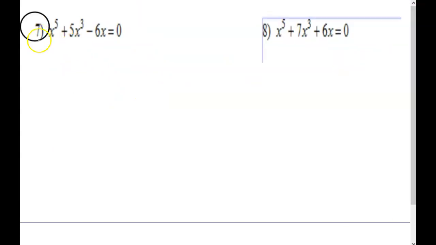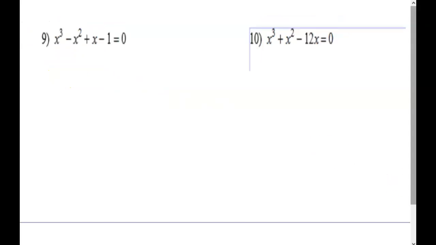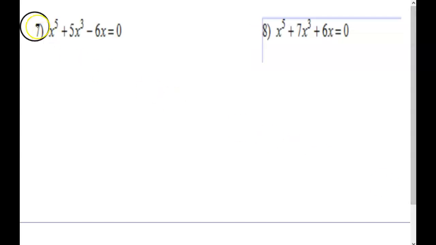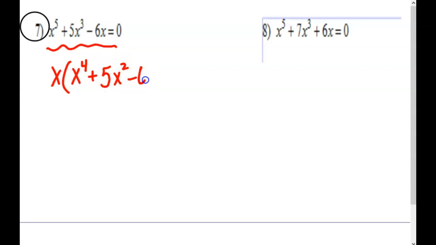All right, number 7. Last one I think I'm going to do with you is number 7. Anybody remember the very first thing you're always supposed to look for? Take out a common factor. What can I take out of all these? An x. What will be left after I take out one of the x's will be an x to the 4th plus a 5x squared minus 6.